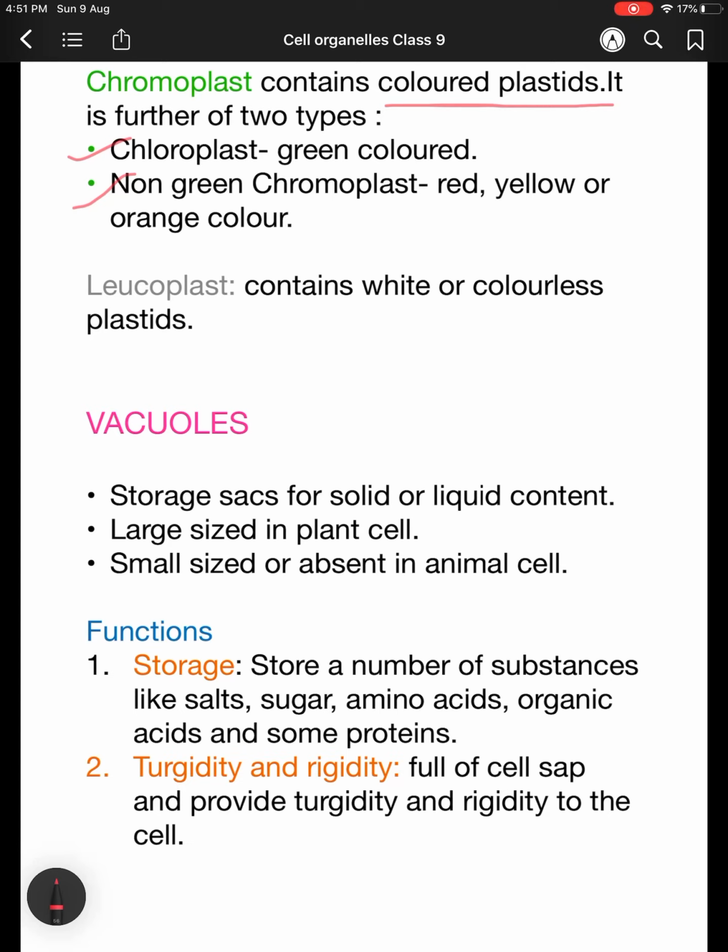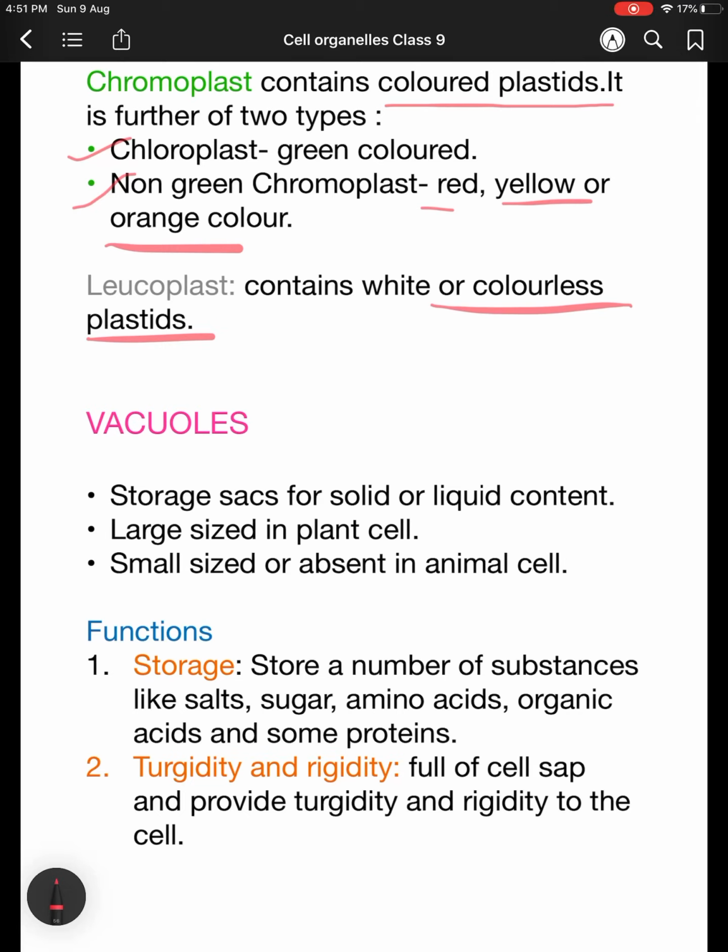Chloroplasts are green color plastids due to the presence of chlorophyll. Non-green chromoplasts are of red, orange, yellow or orange color and are found mostly in flowers and fruits. Now, next type of plastid is leucoplast. They are colorless plastids and take part in storage of food materials such as starch, oil and protein granules. They are mostly present in the storage cells of roots and underground stem.